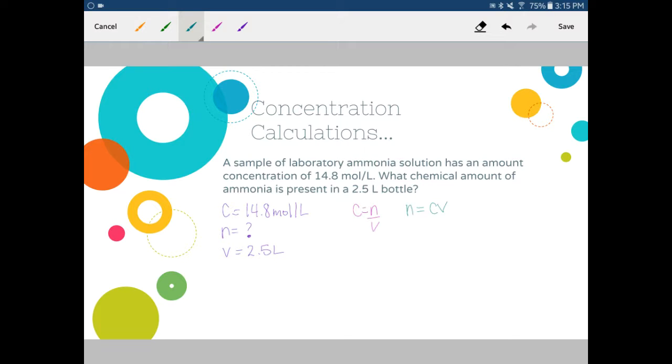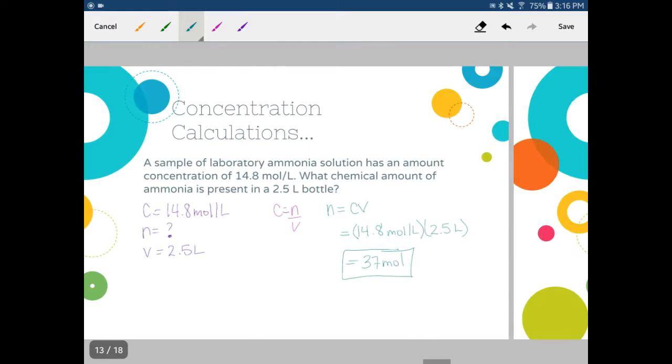So when I go to plug these values in, I get my concentration of 14.8 moles per liter times my volume of 2.5 liters, giving me an answer of 37 moles in my 2.5 liters. So 37 moles is my correct answer here. So again, I'm only using 3 variables. I do need to rearrange my formula initially to solve for my chemical amount.